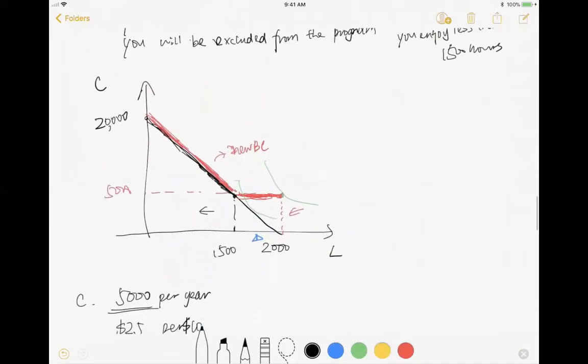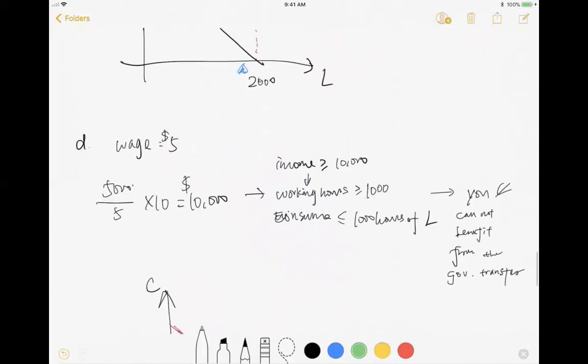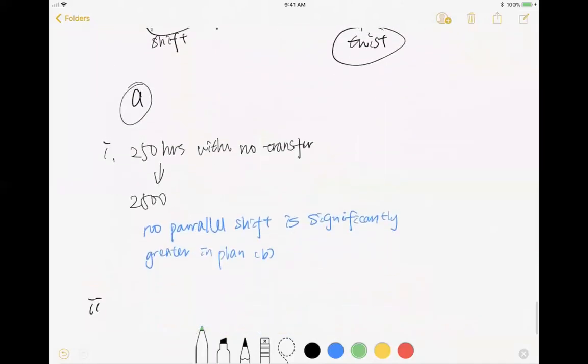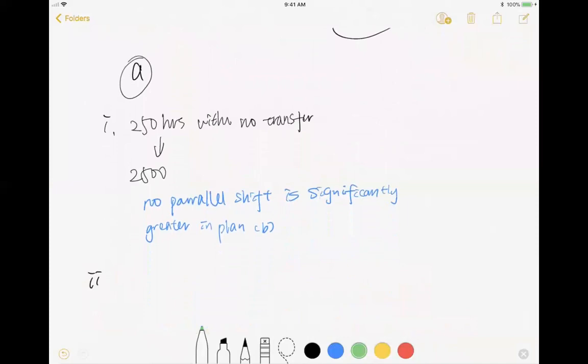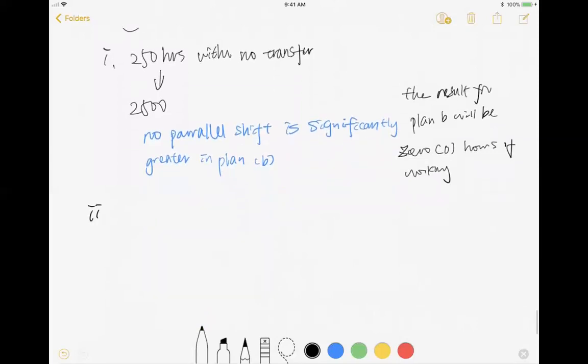From the graph, how can we express it? From the graph, we can see if previously the guy chose this point, now he will choose this point. Which means if a guy who previously worked 250 hours, in plan B he will choose not to work at all, right? Only in plan B can he choose not to work at all to get all the $5,000 and have a higher utility. So the result for plan B will be 0 hours of working. So this is definitely the largest reduction in working hours.